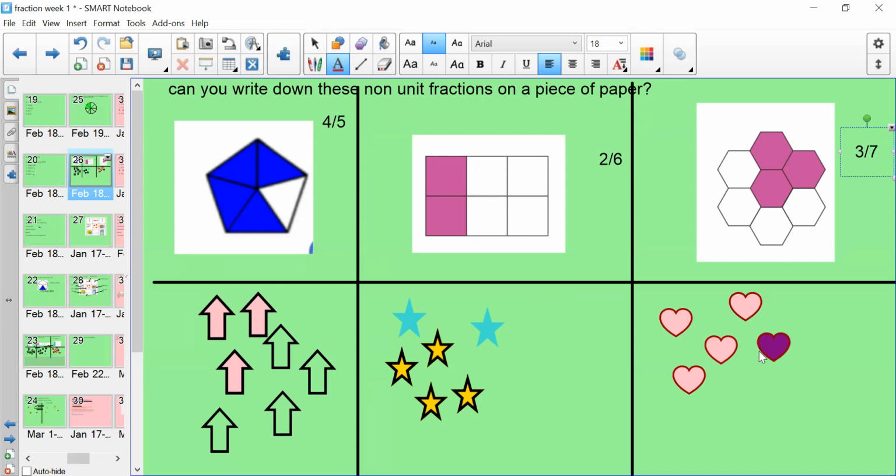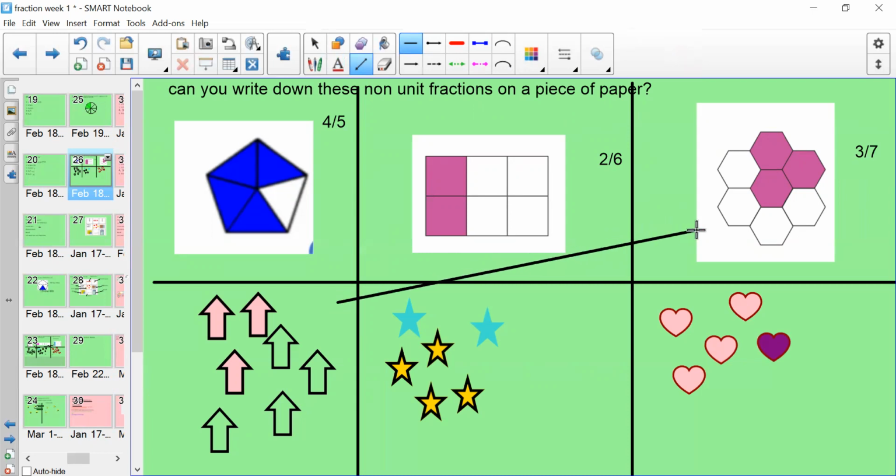And then if we had to match the pictures, we can see that the arrows have got 3 pink arrows shaded out of 1, 2, 3, 4, 5, 6, 7. So that one will also be 3/7. And we've got our stars. So we've got 1, 2, 3, 4, 5, 6 stars, and 2 of them are blue. So that would match with that one. And then this one, we've got 1 purple heart out of 1, 2, 3, 4, 5. So that would match with 4/5.